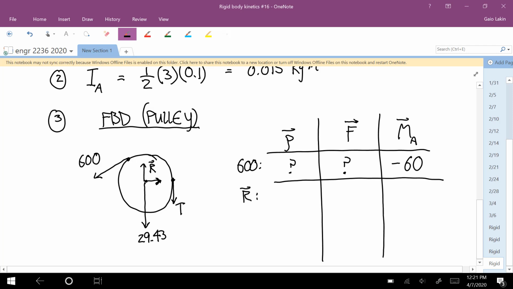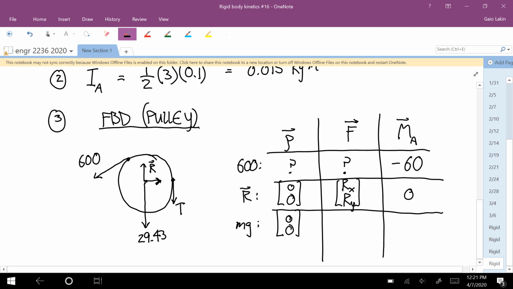The reaction force, there's no r vector. Again, we're only going to use the moment equation, and all we really care about is that it produces no moment. Same with the weight force. The r vector is 0. So whatever this weight force is, it's going to produce 0 moment.